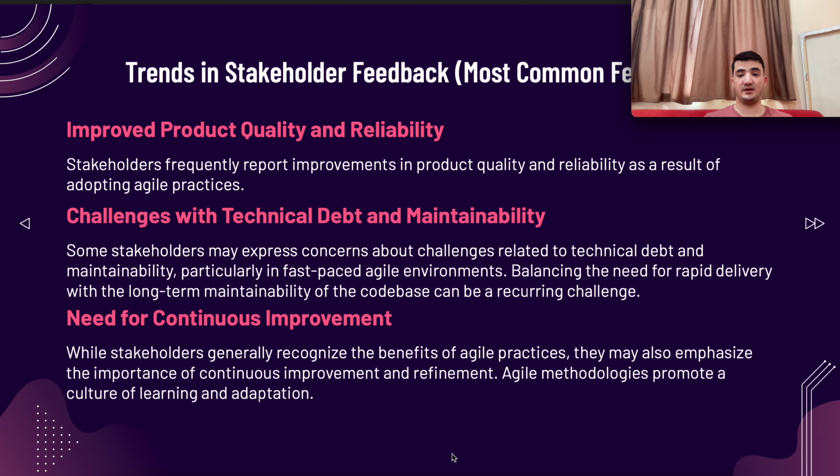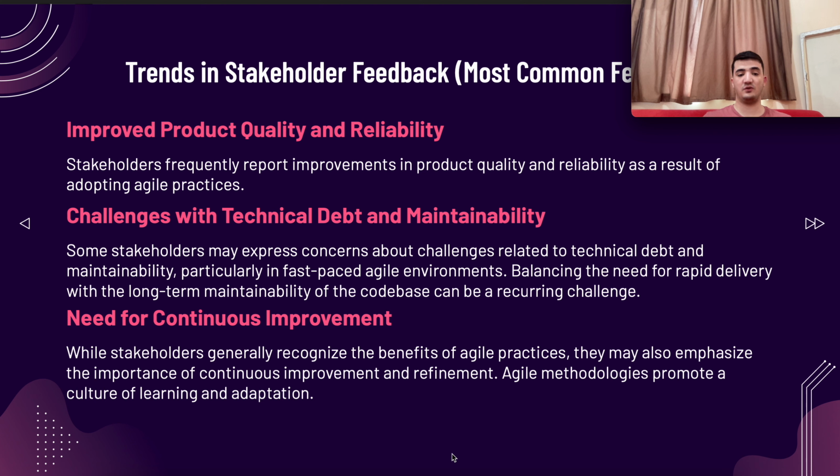For example, one negative piece of feedback that we can consider is that some stakeholders are concerned about the challenges related to technical debt and maintainability, particularly in fast-paced agile environments. Balancing the need for rapid delivery and long-term maintainability of the code base is a recurring challenge, and it can definitely be very difficult and costly for teams. So it's something that needs to be considered and discussed upfront.